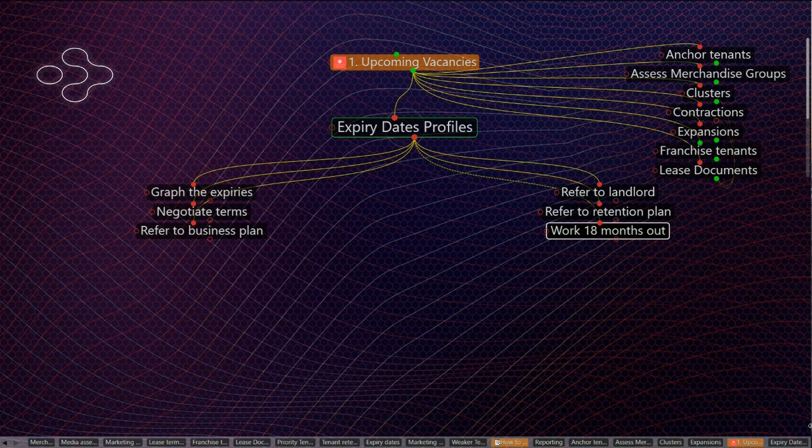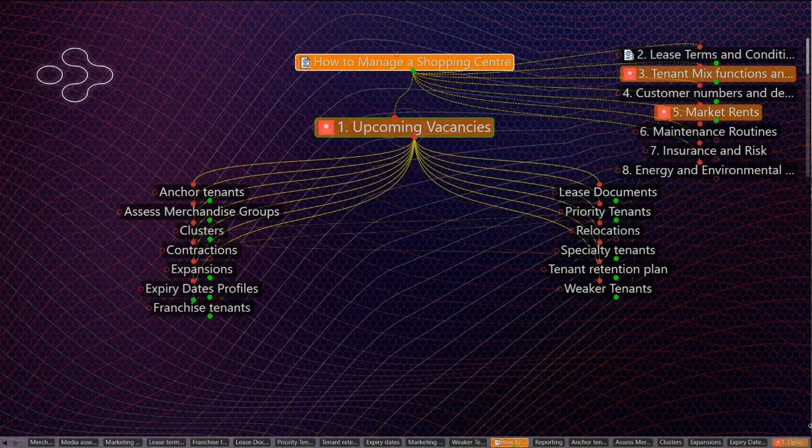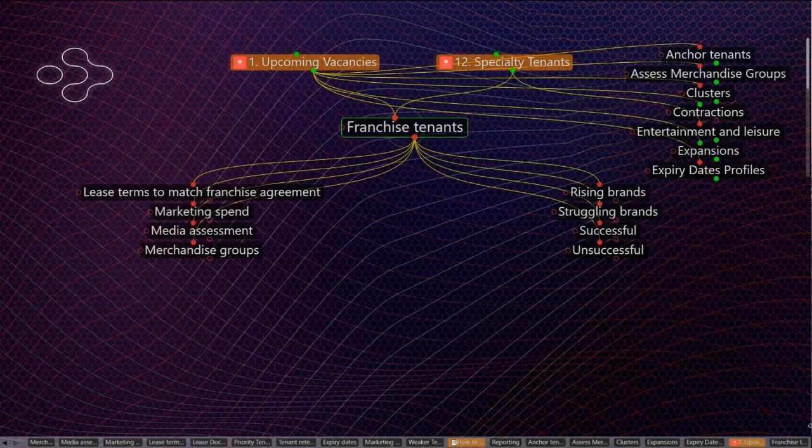Always work 18 months out to make sure your replacement tenants are found early. So going back out of that particular topic and looking at now the franchise tenants. There are different franchise tenants to think about and consider them on this basis. The struggling brands, the successful brands, the unsuccessful brands. That's important. Understand what the brands are doing, who is successful, who is not. And the rising brands that are coming up in the changes of retail, because they will be there. Those rising brands will be there.